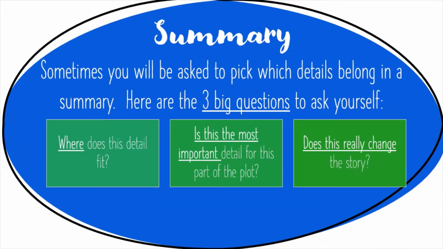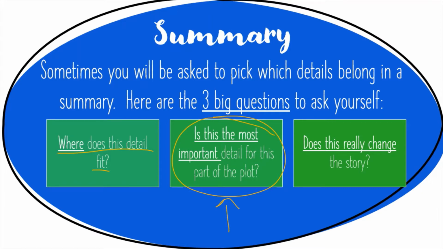And speaking of key details, you'll remember that yesterday we had three big questions that we're going to ask ourselves when we're trying to figure out if a key detail belongs. The first one is, where does this detail fit? Are we talking about something that fits in the exposition? Would it go in the somebody part of somebody wanted but then so? Ask yourself, where does this detail fit? And then ask yourself, is this the most important detail for this part of the plot? You don't want to add a key detail in the wrong section.